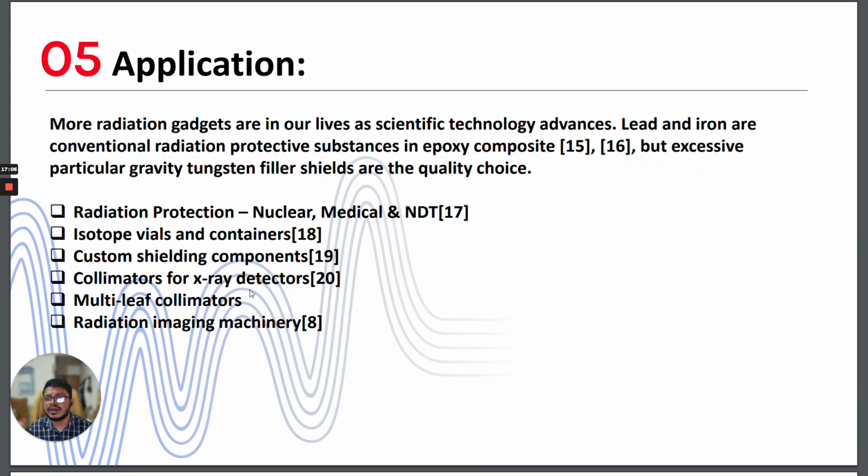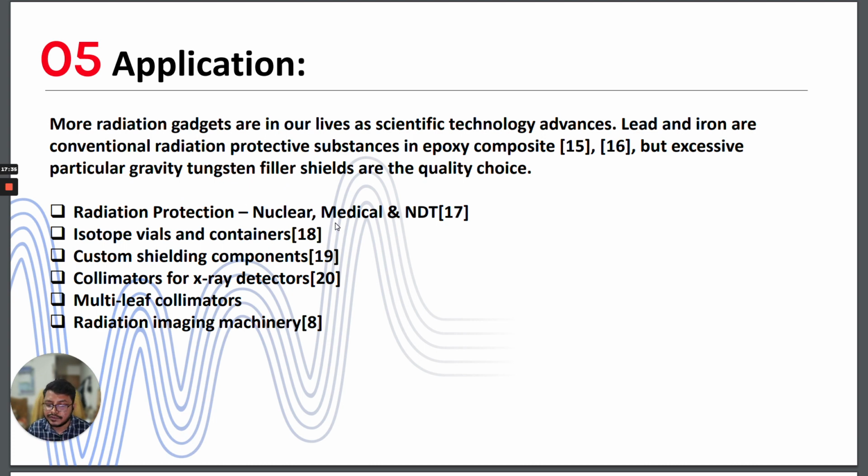In our next slide, we discuss the application. More radiation gadgets are in our life as scientific technology advances. Lead and iron are conventional radiation protective substances, but in epoxy composite, excessive specific gravity tungsten filler shields are the quality choice. Radiation protection, nuclear medicine, and NDT.